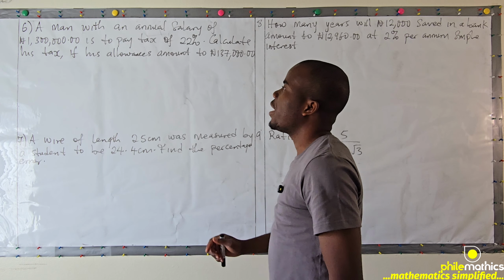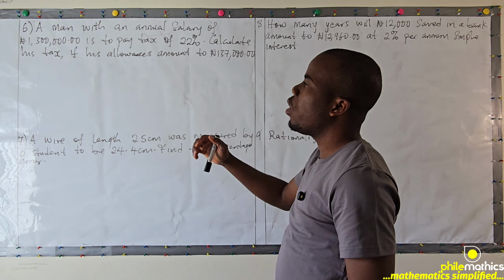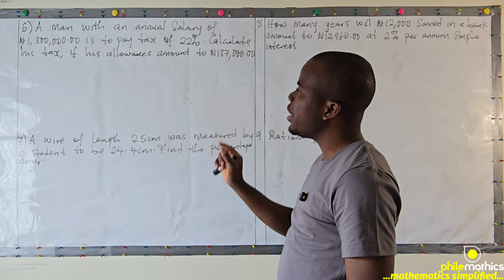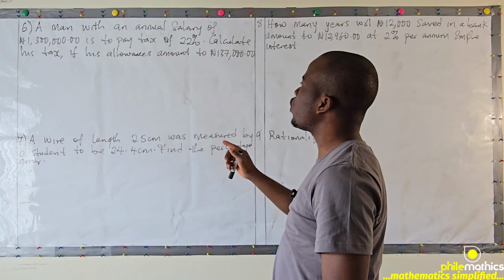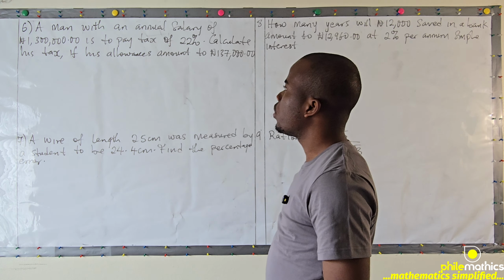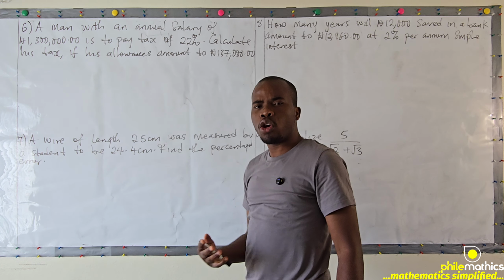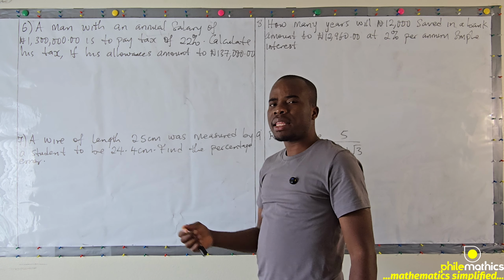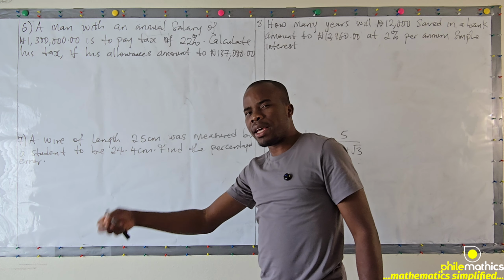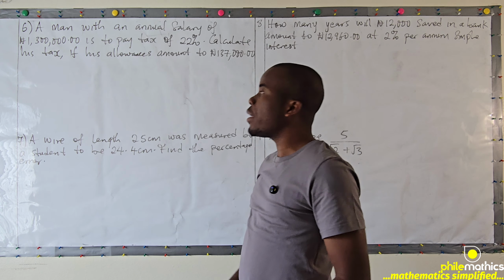Question 6 says, a man with an annual salary of 1.3 million is to pay a tax of 22%. Calculate his tax if his allowances amount to 137,000. That's a lot. So for us to do this, we need to know what his taxable income is, because tax is being levied on taxable income and not his annual salary.